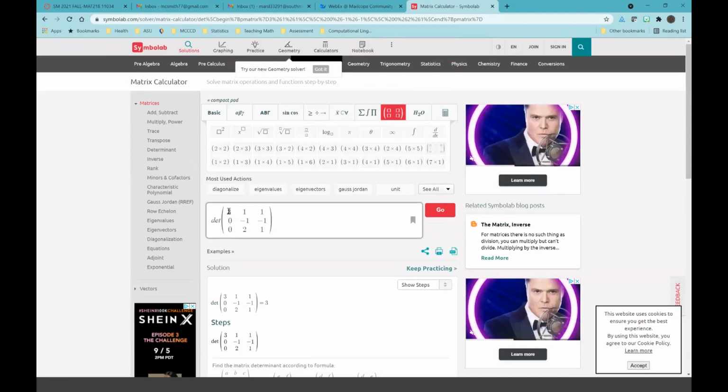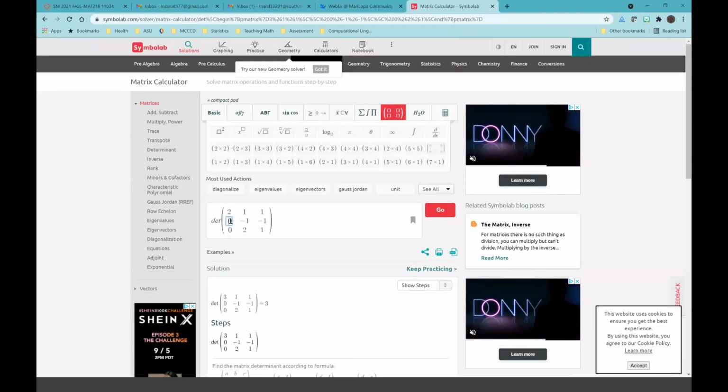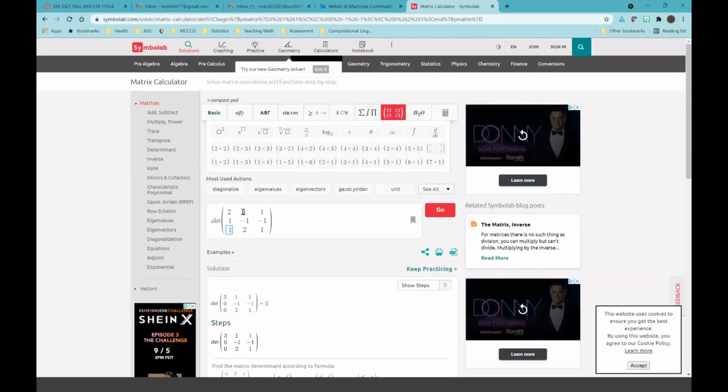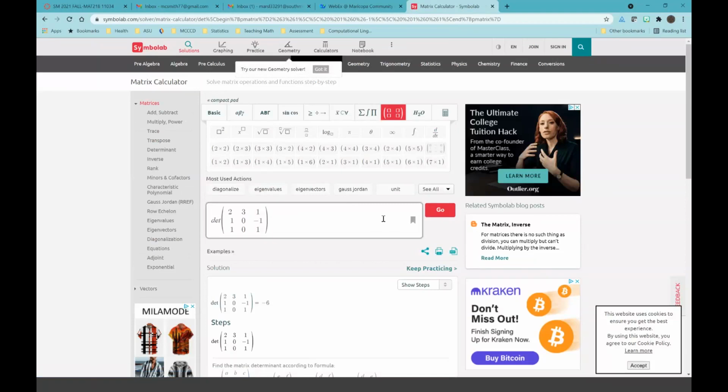Okay, the second matrix, I have to put the coefficient back in. So here's my coefficient matrix the way it came. And I have to now replace this second column with 3, 0, 0. And then find that determinant. That's for the Y matrix. That gave me -6.